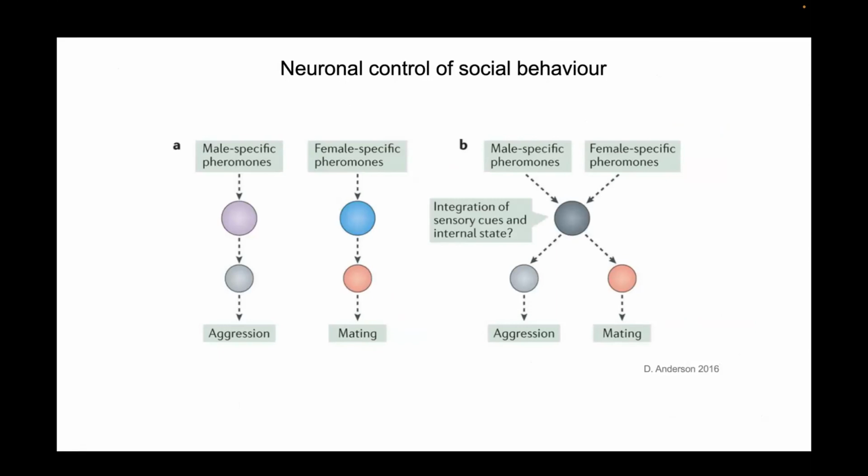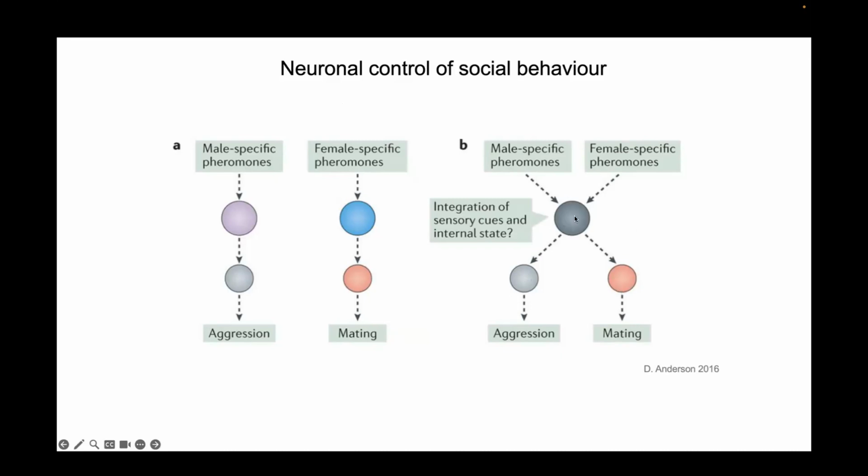We can think about the control of courtship and aggression either as being controlled by separate streams of separate neural circuits, or we could think about aggression and courtship or mating responses being controlled by a joint hub, an integration of sensory cues and internal state that could lead to either increased aggression or increased mating.